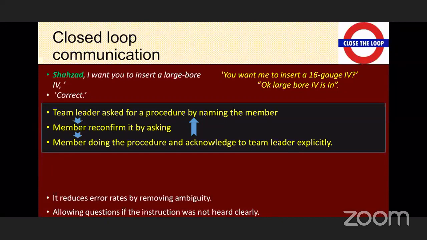Let's take a very simple example. If we are having a patient in cardiac arrest, and I want a large bore IV cannula to be inserted, I can ask Shahzad, I want you to insert a large bore IV, and he will confirm from me by asking, you want me to insert a 16 gauge IV, which is appropriate. So he will insert the large bore IV, and he will respond back to me, okay, large bore IV is in. So this is an example of closed loop communication.